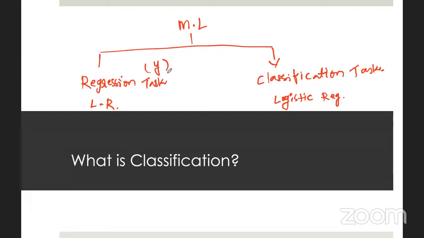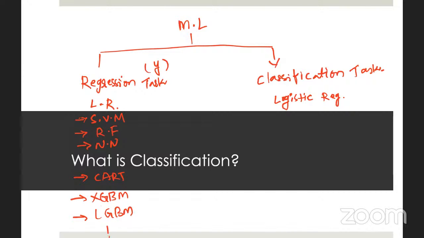When the y variable has numerical values, that is a regression task, and we can solve it using regression kind of algorithms. Not only linear regression, we have many other regression based methods available. What are the other examples? I can use support vector machines, random forest, neural network, CART, XGBM, LGBM, and so on. There are many other models available. I can use all these models to solve this regression task where the y variable is numerical.